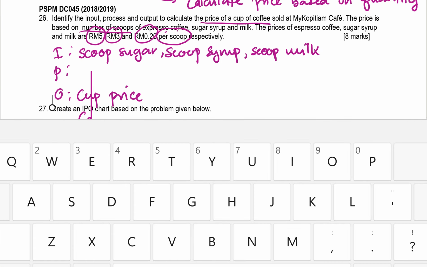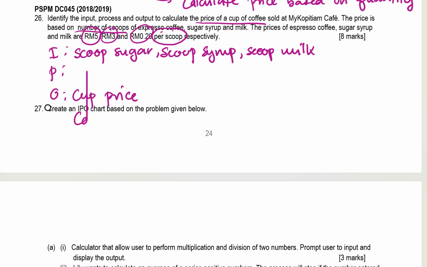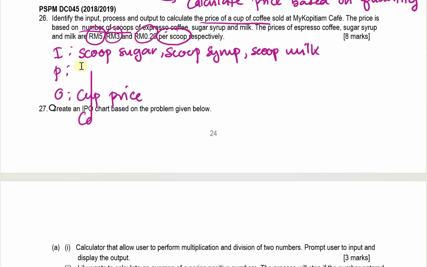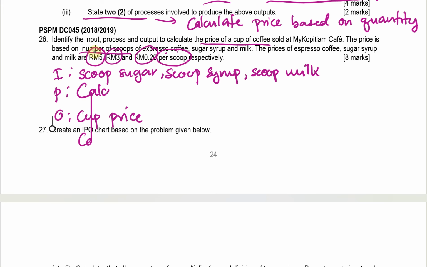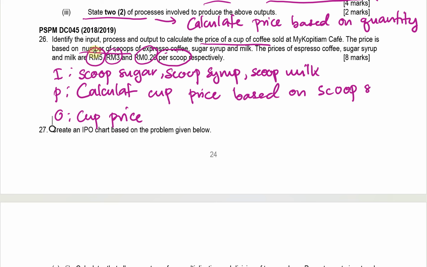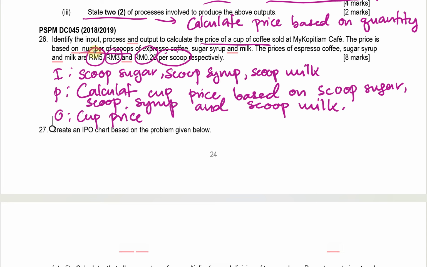Next. What is your process? So we have to calculate cup price based on scoop sugar, comma, scoop syrup and scoop milk. This is the answer for the process. Okay, that's all.